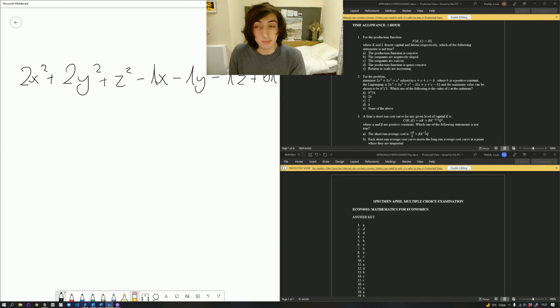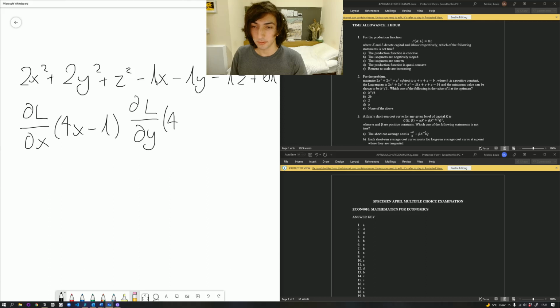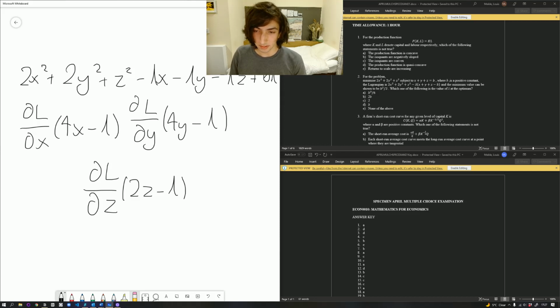Okay, now, simply put, we're going to start by partially deriving each of these. So partially deriving this function with respect to x, you get 4x minus lambda. Doing the same for y, you get 4y minus lambda. But for z, you can see that it has no 2 coefficient. So instead, we're going to get 2z minus lambda. And these all equal 0, as we all know. So you will get x is equal to lambda over 4, y is equal to lambda over 4, and z is equal to lambda over 2.